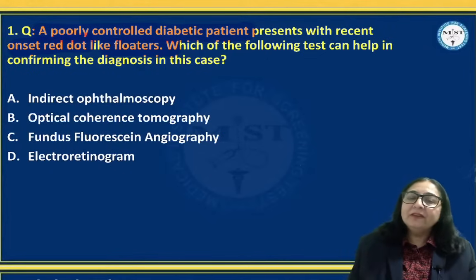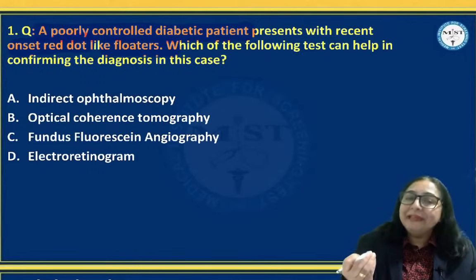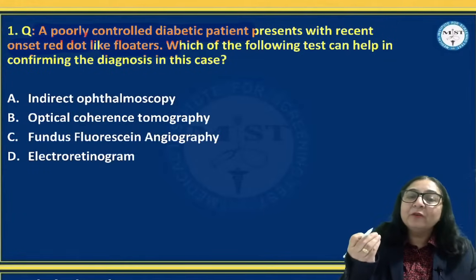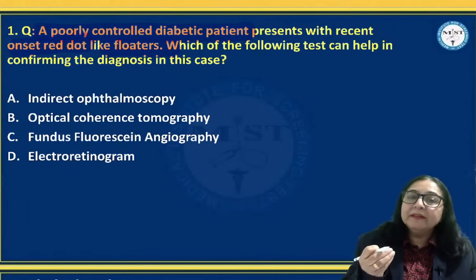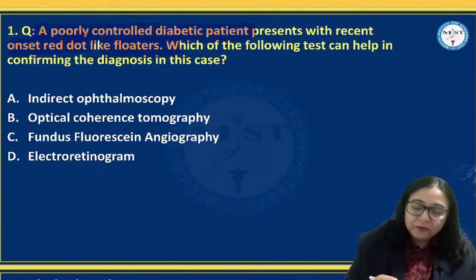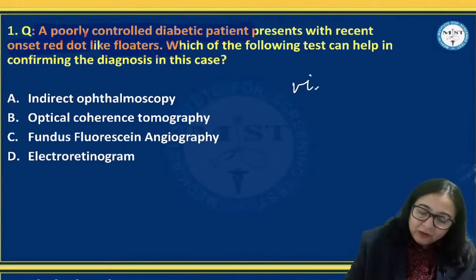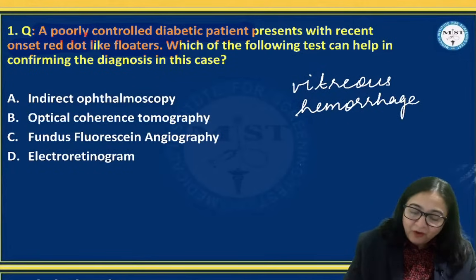Okay, so what kind of floaters will appear red dot like? Most likely it has to be some kind of bleeding. So reddish floaters are because of hemorrhage. A diabetic person can present with a vitreous hemorrhage, or hemorrhage in the vitreous cavity, as a complication of, as all of you know, proliferative diabetic retinopathy. So here this patient has a vitreous hemorrhage. Vitreous hemorrhage is a complication of proliferative diabetic retinopathy.